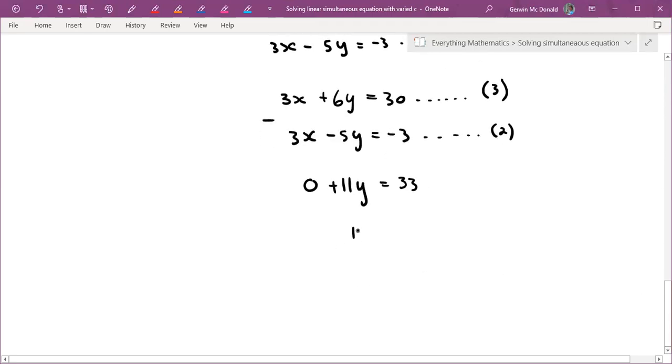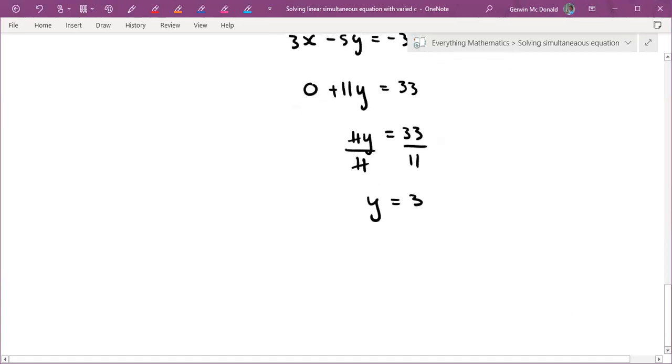Well, it's not better, but it worked out nicer. 11y is equal to 33. That divided by 11, you do it on both sides. So y is equal to 3. Much neater answer, at least for my liking. But I know for a fact when you're doing maths, it won't always work out like that.